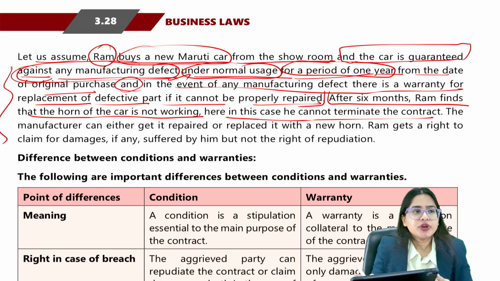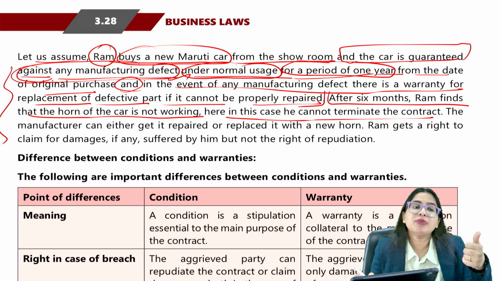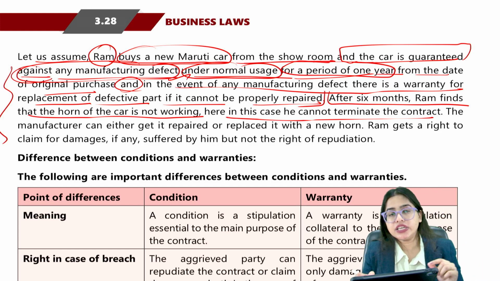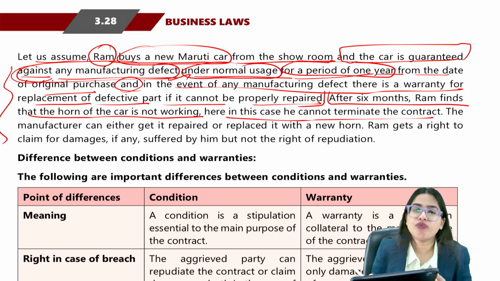The answer is no, because the horn is not working. That is not the main purpose of the contract. It is just a collateral. So it is not a condition, but it is a warranty. So we will say this is a breach of warranty. In this case, you can max to max claim damages.